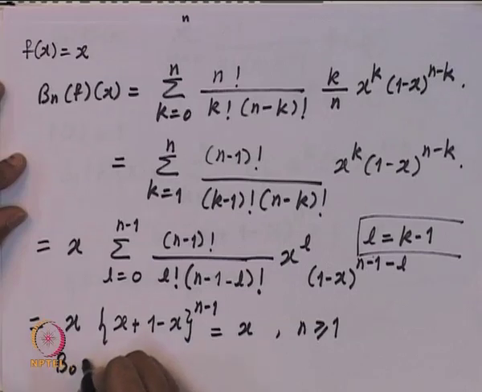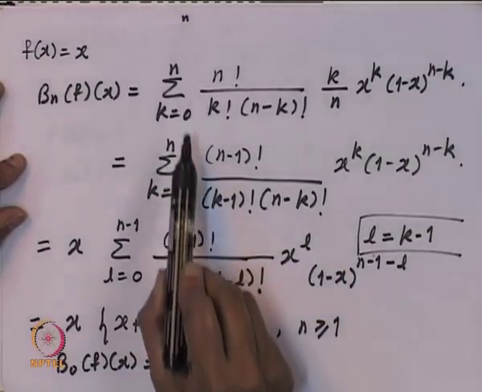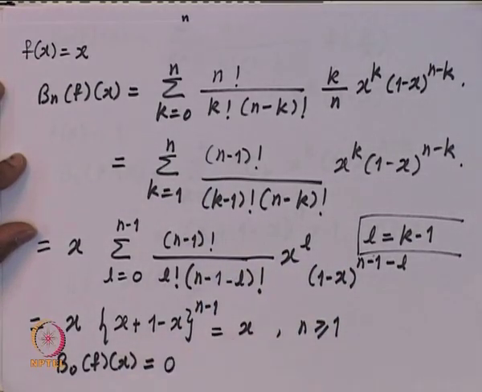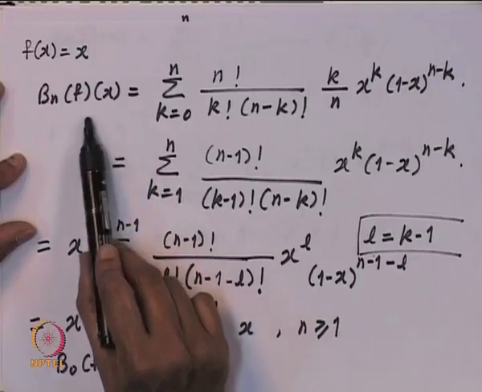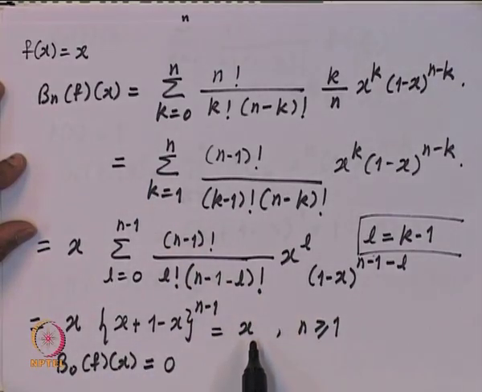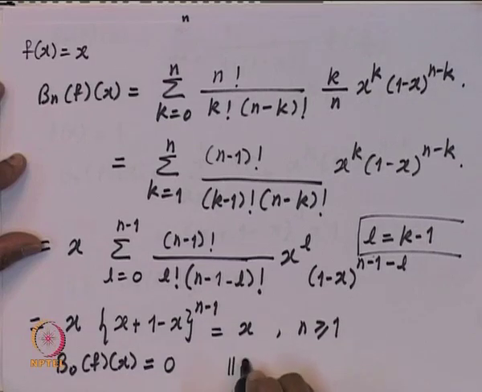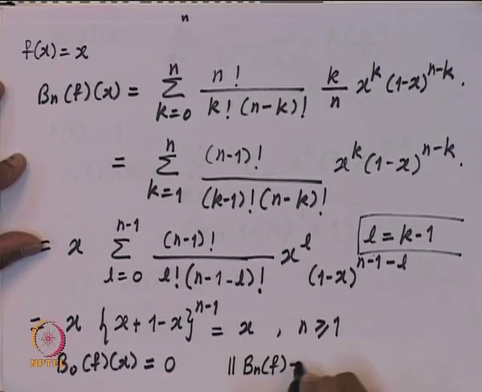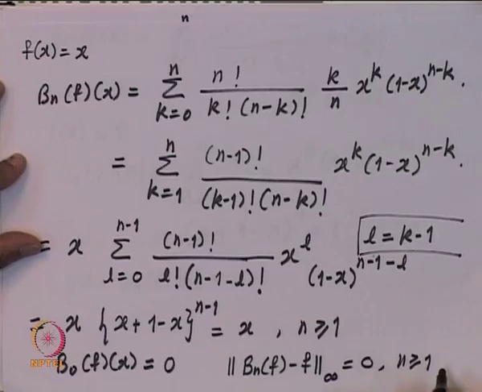And when I look at b 0 f at x, when you have got n is equal to 0, then that is going to be 0. So, for n bigger than or equal to 1, the approximating polynomial b n f x is equal to x. So, once again the infinity norm of b n f minus f will be 0 for n bigger than or equal to 1. What we want is the norm of b n f minus f to tend to 0 as n tends to infinity. So, except for the first term, you have got a constant sequence.